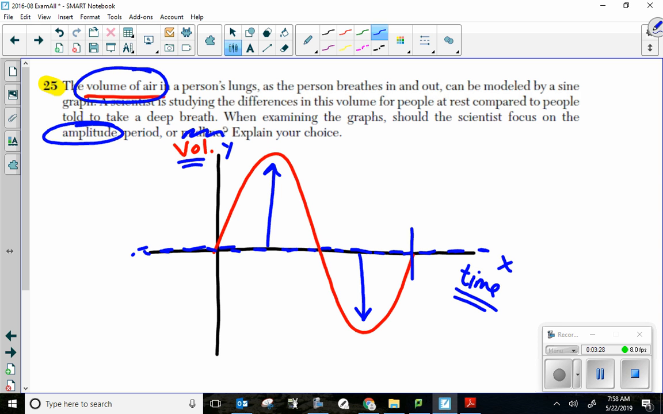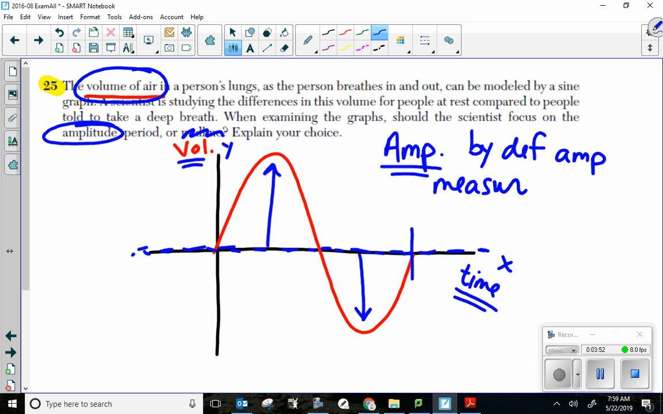So let's answer this question. We know what the answer is. I'm going to say the scientist should focus on amplitude. Bang. And now explain. By definition, and this is just me writing, I'm going to write it my way. By definition, amplitude measures the max and min values.